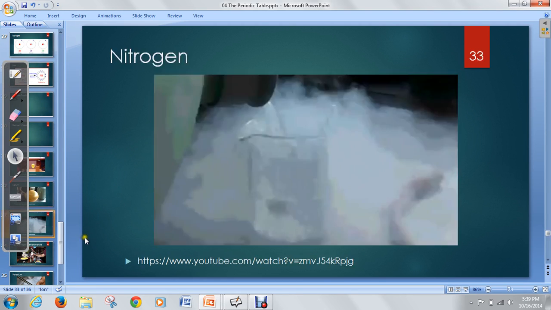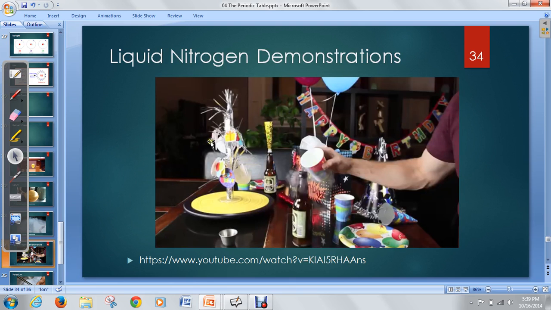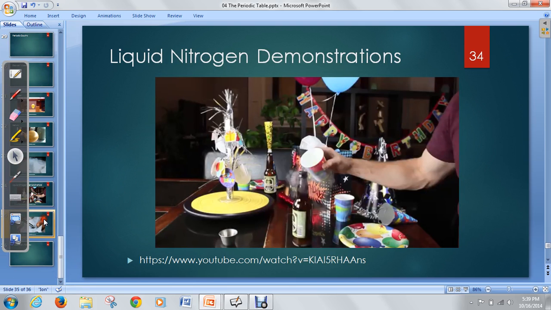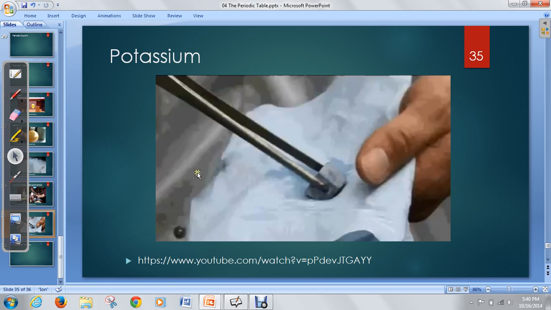Okay, we watched a video on nitrogen, which is in the air, but it's also very useful in its liquid form because it's very cold. Then I watched a video about some other cool liquid nitrogen demonstrations. Okay, then we watched a video about potassium. This one was just a cool demonstration about the alkali metals and how they're very reactive with water.